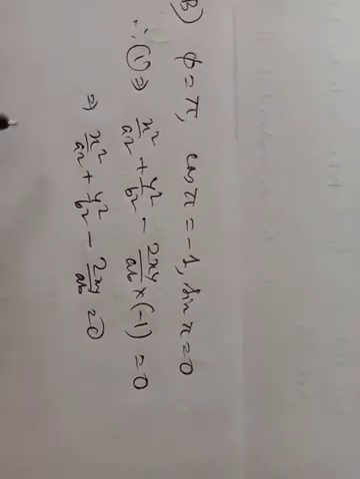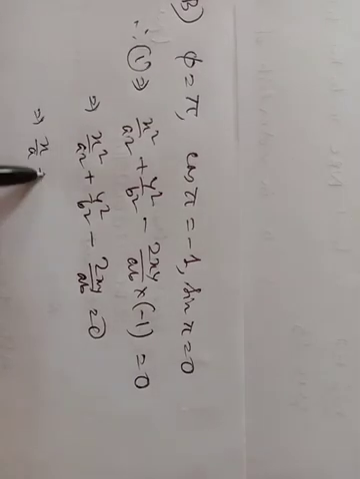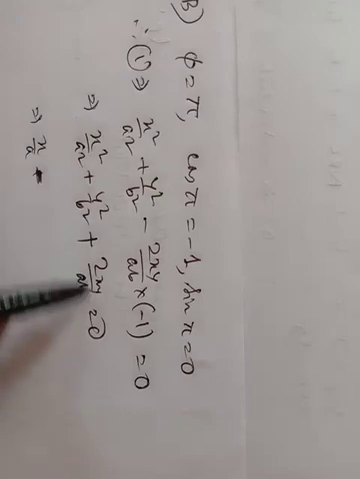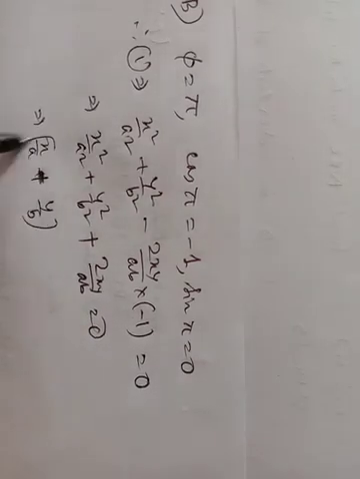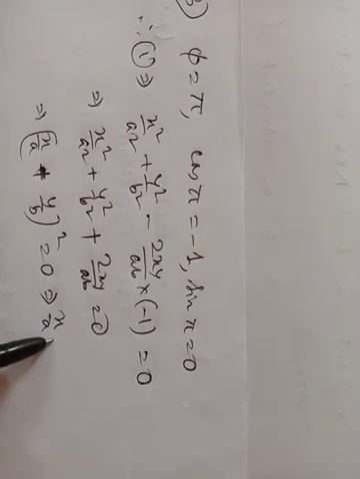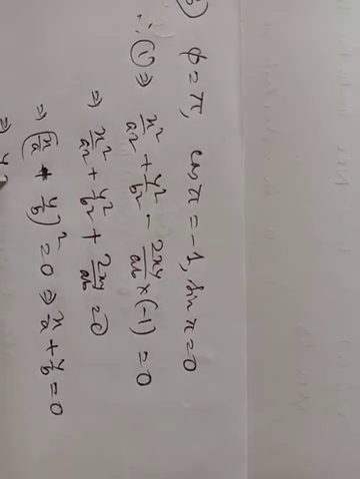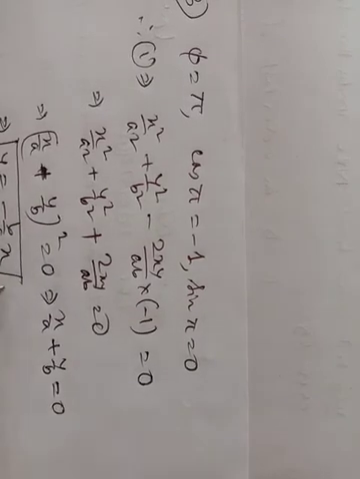And this is equal to, minus 1 is plus, x by a plus y by b whole square is equal to 0, and this will give you x by a plus y by b is equal to 0. This will again give you y is equal to minus b by a x. So this is our equation number 3.